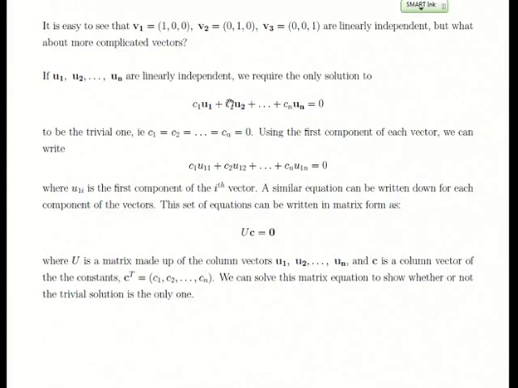Okay, now let's have a look at what this means. I've got C1 times this u1, and they're column vectors because that's how they're supposed to be, plus C2 times u2, plus and so on, plus Cn times un. That's a vector, and it has to be equal to 0. So that's a vector of zeros there. Now the question is, is the only answer that these c's have to be all 0?